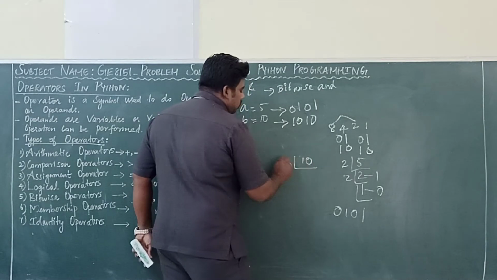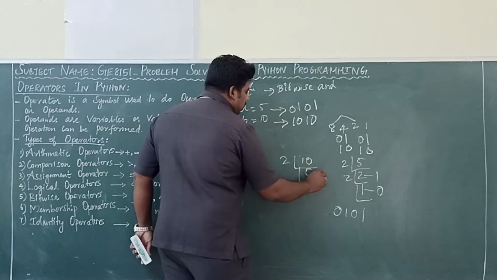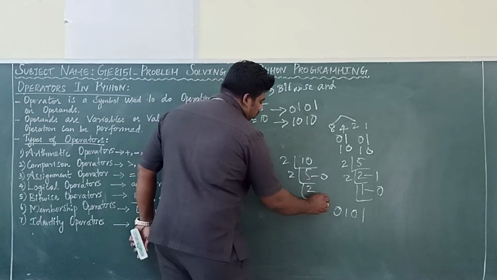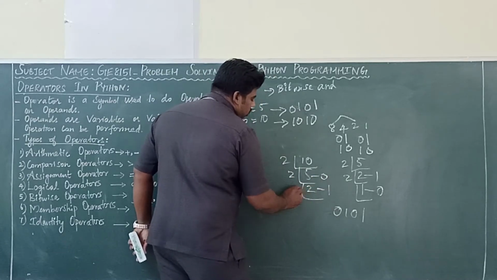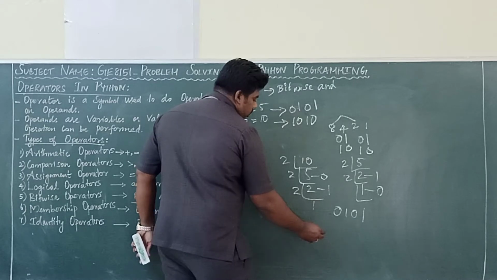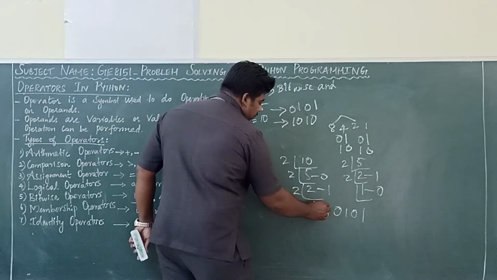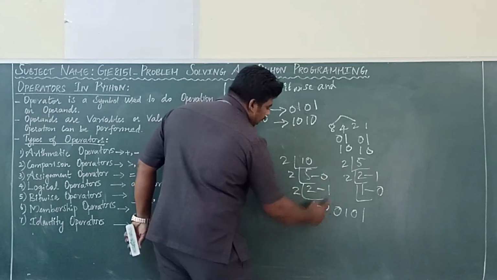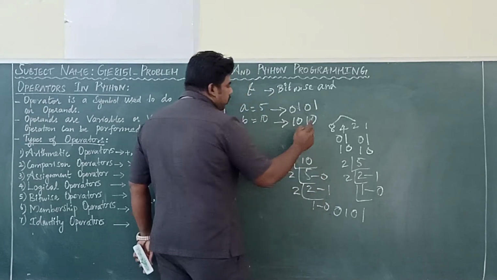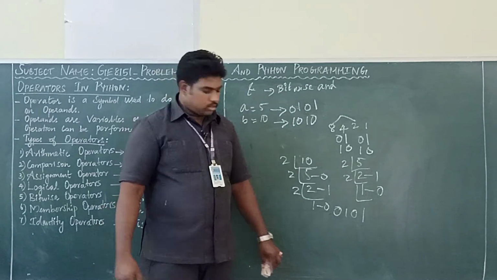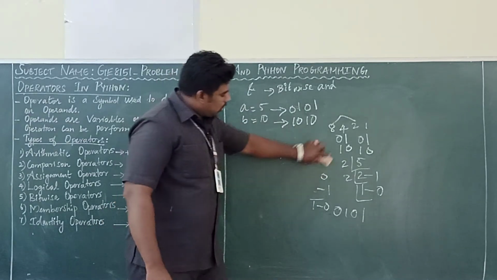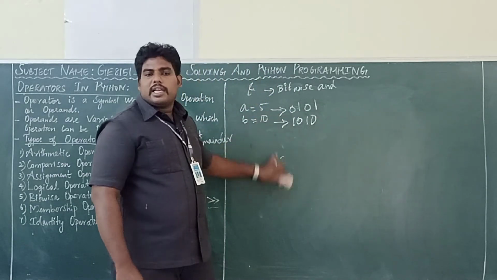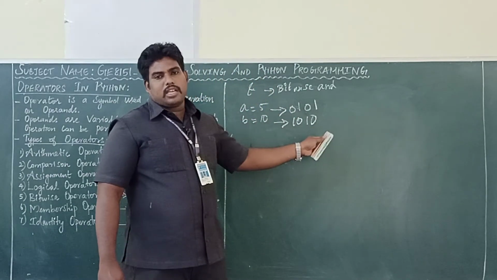Otherwise, do like this. 2 5s are 10. Remainder is 0. 2 2s are 4. Remainder is 1. 2 1s are 2. Remainder is 0, right? So what's the answer? 1, 0, 1, 0. From down we have to take it. You got the answer? You got these things, right? Okay. So here you are converting the integer number into binary numbers.